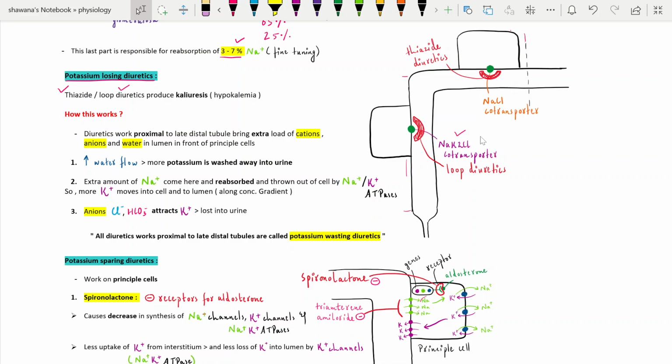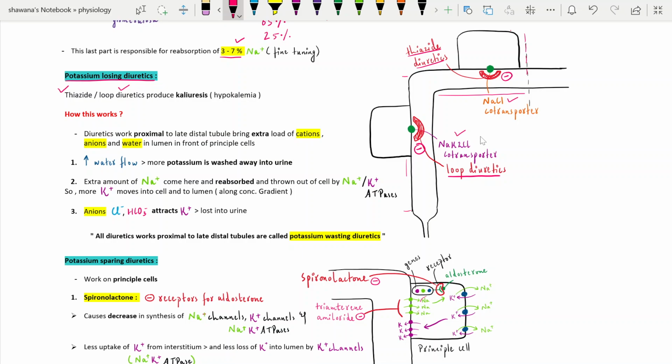And this is the early distal tubule. There are special cells that have a special type of transporter on the luminal membrane known as the sodium chloride co-transporter. So these two diuretics, the loop diuretics and the thiazide diuretics, will work on these transporters. What are they going to do? They will inhibit these transporters.